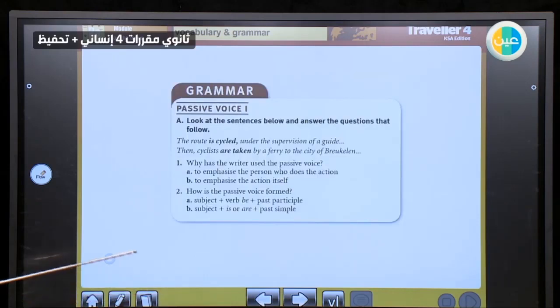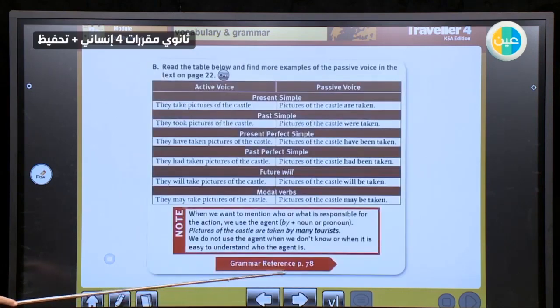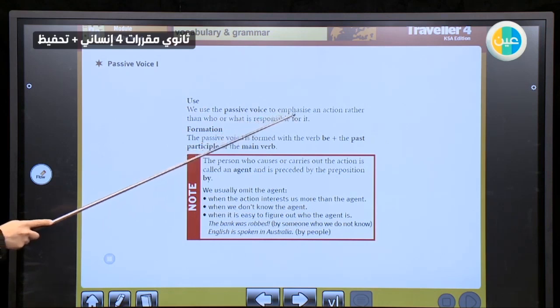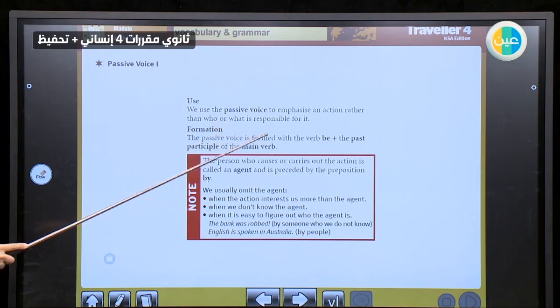Let's move to the grammar here. We have passive voice 1. Because we have passive voice 2, this is passive voice 1. Please open your books on page 78, grammar reference, to have more detail about this grammar. Why do we use passive voice 1? We use the passive voice to emphasize, to focus on an action rather than who or what is responsible for it.